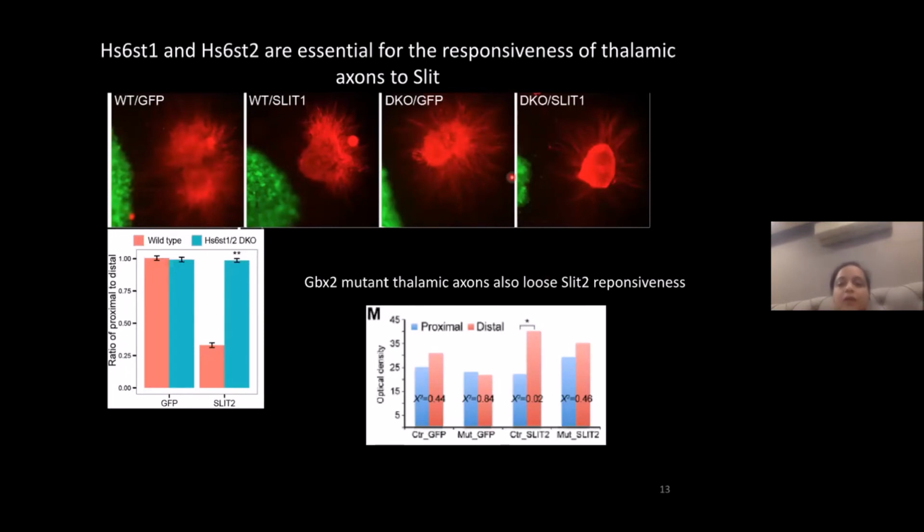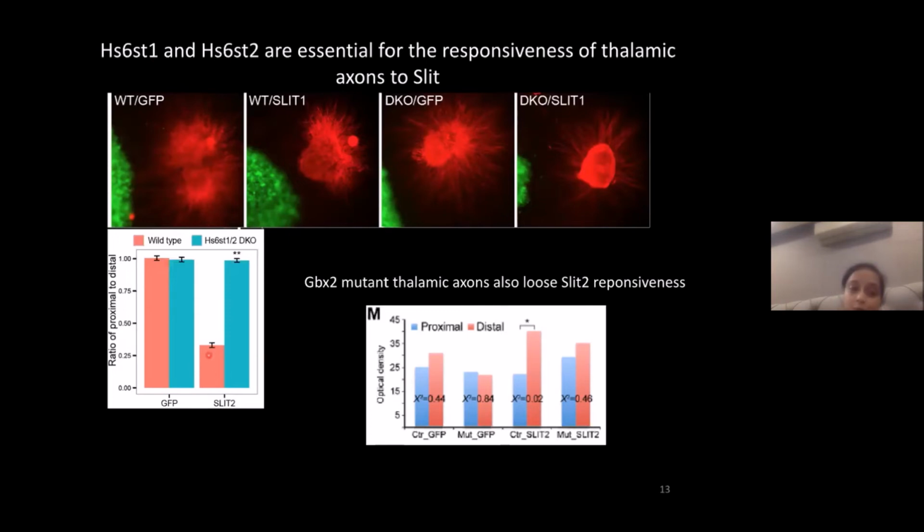However, if you now compare this to the condition where slit1 is expressed in a double mutant, if you notice carefully, you will see the neurites or processes of the thalamic axon still growing towards the COS cells. And of course, this is the control with COS cells expressing GFP. So this comparison is the most important. And here it is apparent that the cells lose responsiveness or the chemorepulsive response to slit when they do not have the 2 enzymes, that is ST1 and ST2.